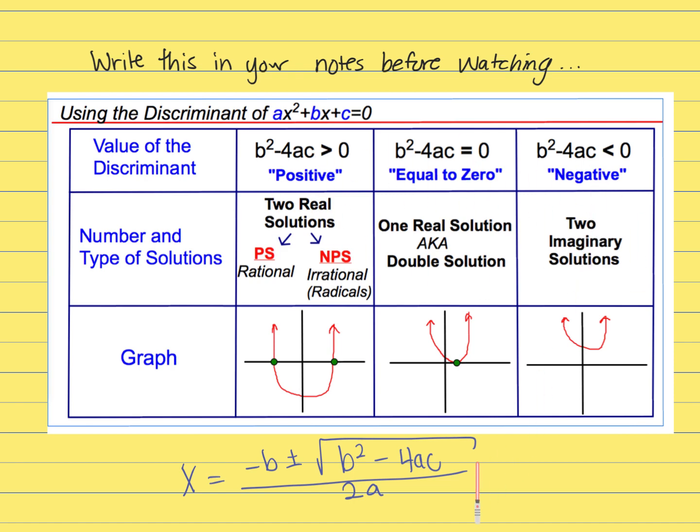And the assignment that you guys are going to do after the video will be on the discriminant and also the quadratic formula, and how well you know how to solve and evaluate both of those and interpret positive, 0, or negative discriminants. That means that I'm going to have two imaginary solutions and the parabola will not intersect with the x-axis.